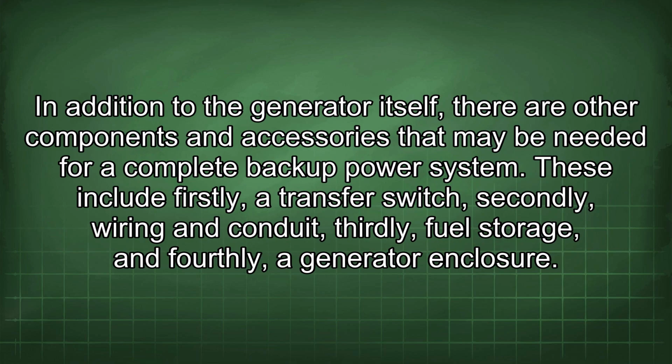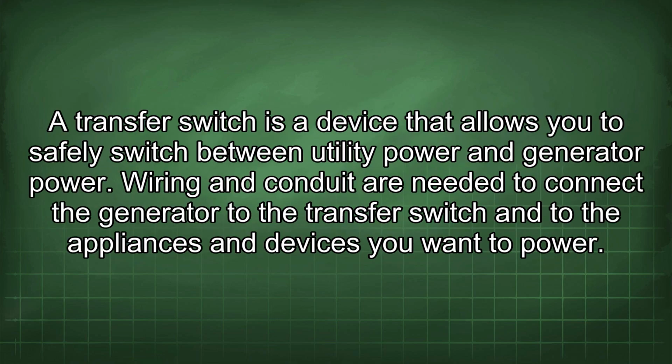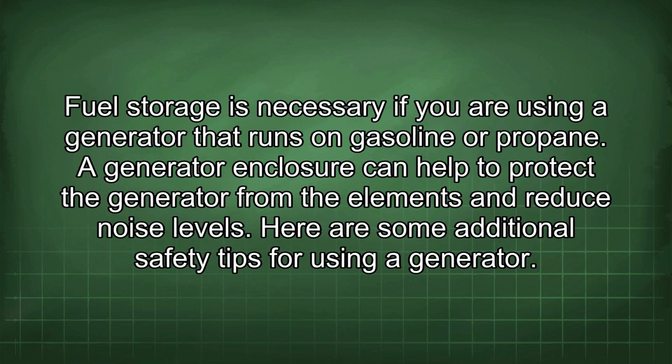In addition to the generator itself, there are other components and accessories that may be needed for a complete backup power system. These include firstly, a transfer switch, secondly, wiring and conduit, thirdly, fuel storage, and fourthly, a generator enclosure. A transfer switch is a device that allows you to safely switch between utility power and generator power. Wiring and conduit are needed to connect the generator to the transfer switch and to the appliances and devices you want to power. Fuel storage is necessary if you are using a generator that runs on gasoline or propane. A generator enclosure can help to protect the generator from the elements and reduce noise levels.